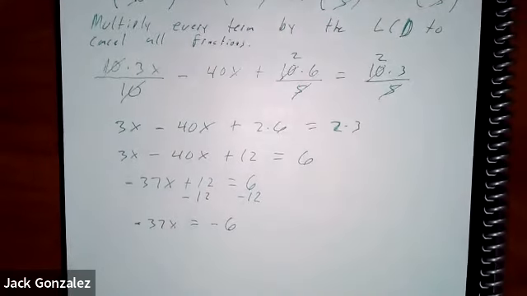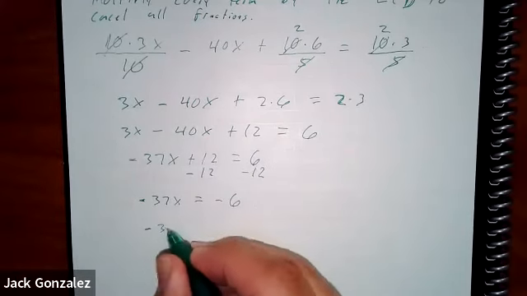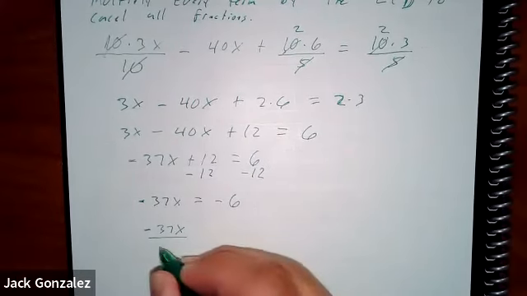That will be the last step. What do you think? Divided by negative 37, which leaves x by itself, since it's a negative and a negative, that's already... Yeah, let's go ahead and do that.